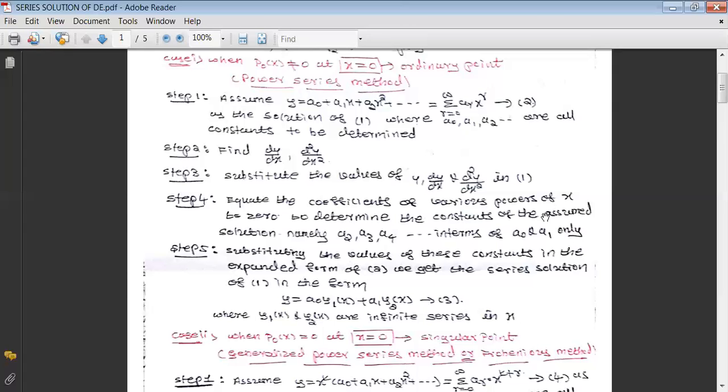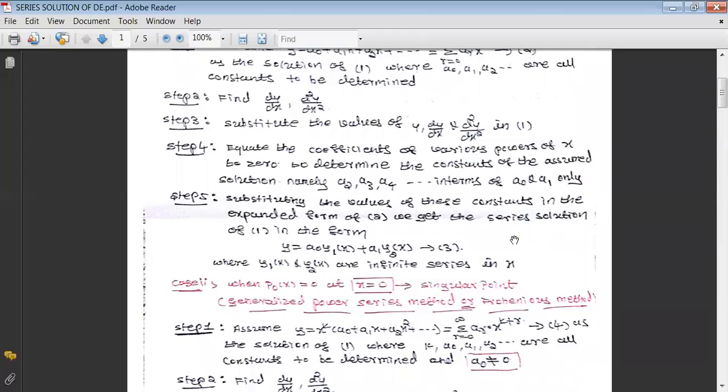Therefore, this is our first step. And as I told you, our main aim is to find these values and to substitute the values of these constants, namely a0, a1, a2, a3 and so on, in equation 1 to get the required series solution of a differential equation using the power series method.